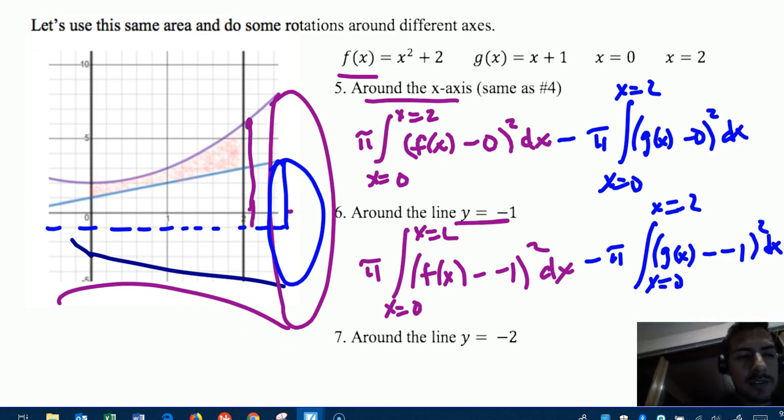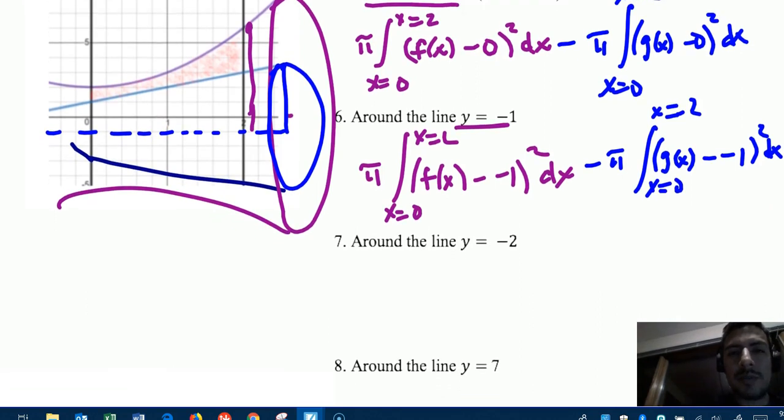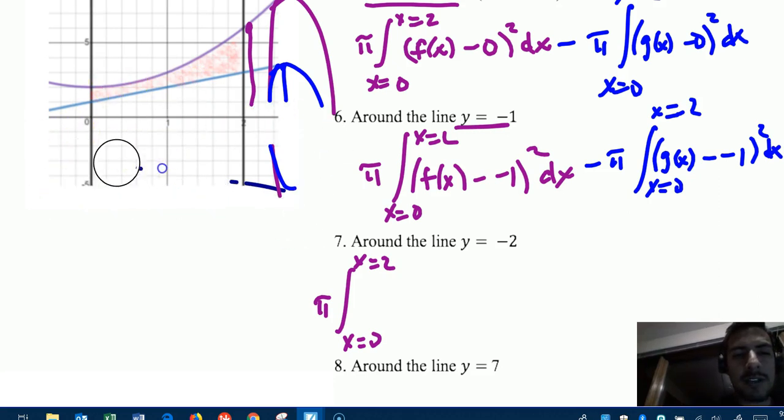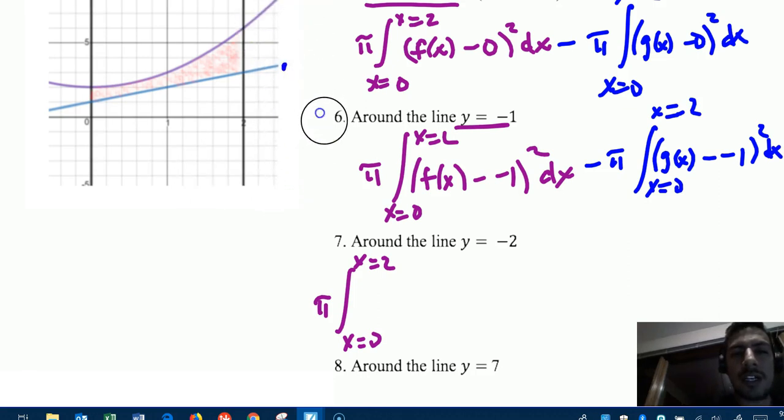Around the line y equals negative 2 won't be much different. So now I'm going to pick up some speed here. We're going to get pi times the integral from x equals 0 to x equals 2. And we are dropping the function this time down to negative 2. And I'm just going to clear this off. And it's going to be the same setup. So feel free to skip ahead in the video to get to the next one. It will change slightly for a later one, so make sure you pay attention to that and get the right answer.